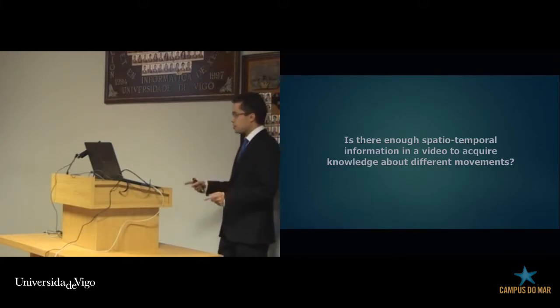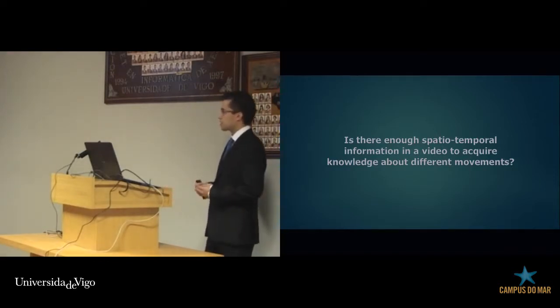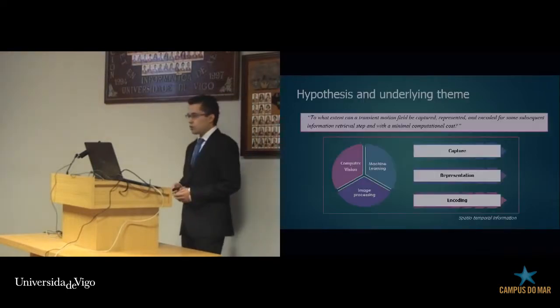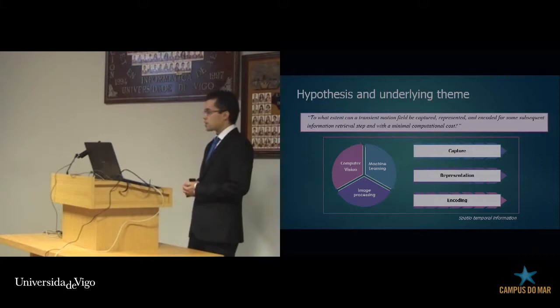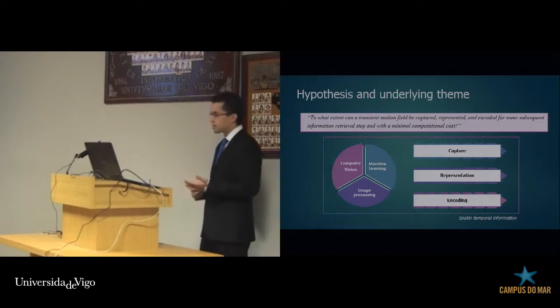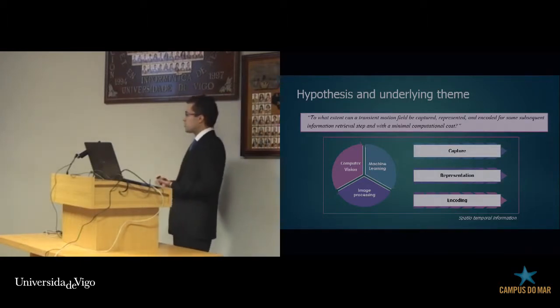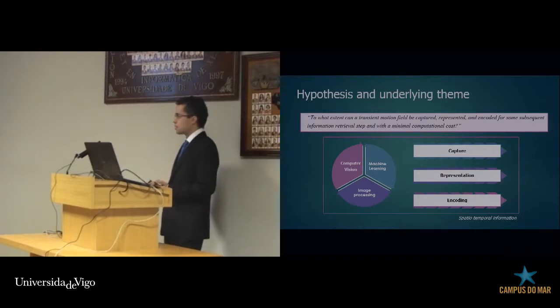In image sequences, you have all the spatio-temporal information to get patterns and information about the movements or the motion artifacts that you have there. The hypothesis that we posed is: to what extent can a transient motion field be captured, represented, and encoded for some subsequent information retrieval step in real time and with a minimal computational cost? So we need to capture, represent, and encode this information to get everything that we need.